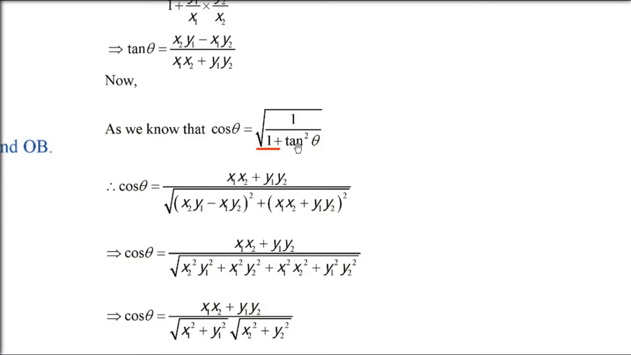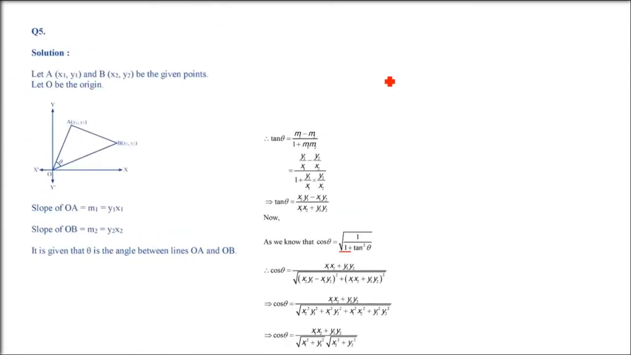So this you have to either remember or you can use the triangle method. Tan theta is perpendicular by base, like this. Cos theta is base upon hypotenuse. This also you can do. So we'll do this way, 1 by under root 1 plus tan square theta. So the other way is also there. This is not the only way.